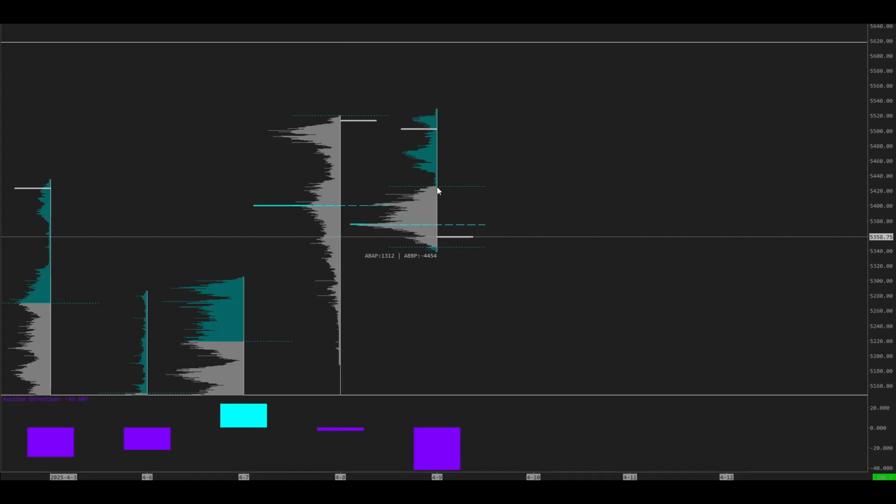We have a nice distribution right here. Less volume above. They tested above that prior high and then they flushed it back down, and most of the volume's down here. And then during RTH, it's failing to go back up here. So we'll see what it does. Let's see.